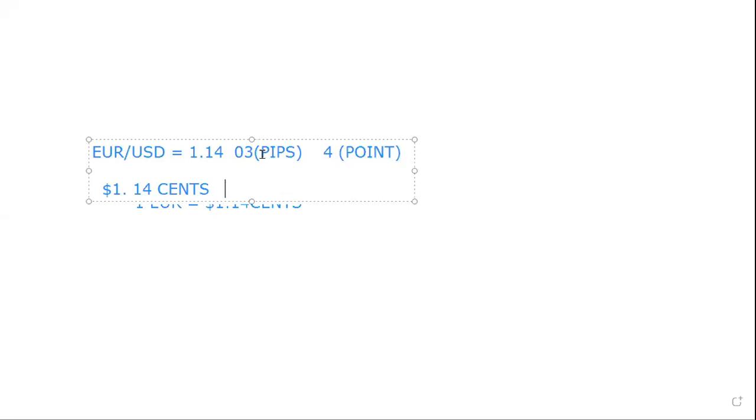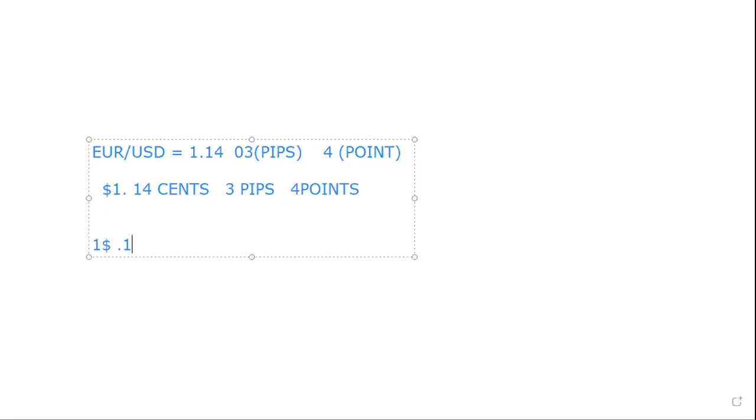But what we do here, because in Pacific Union we have three digits, is call them together. So we have three pips. But if you want to count the fourth digit together, remember I said this last digit is the tenth value of a pip. So if you want to call it together, you can say $1.14 and 34 points. So it means $1.14 and 34 points.